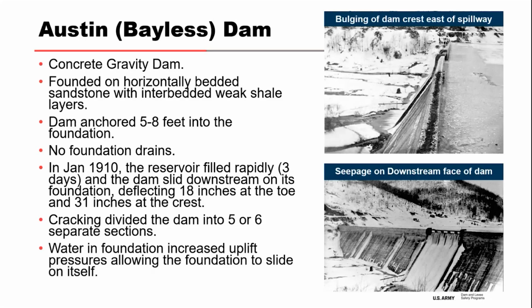So in the upper picture, you can tell that the dam was straight. Right here in the part near the spillway, it moved 12 feet downstream. So the dam did remain anchored to the foundation rock. However, the foundation rock was poor and the rock layers slid over each other.